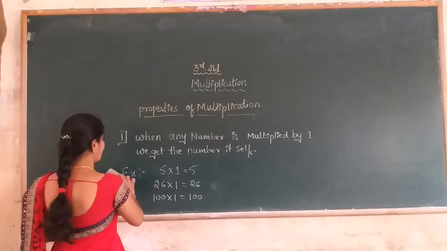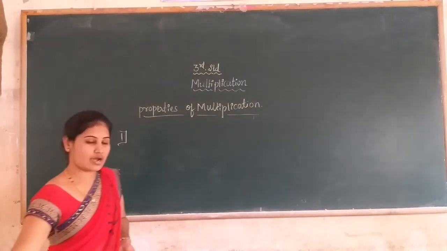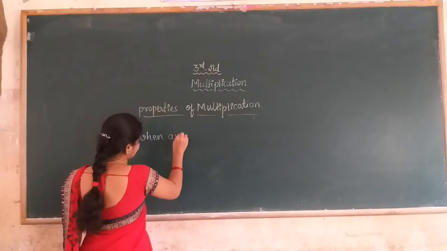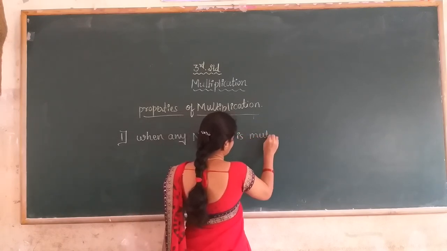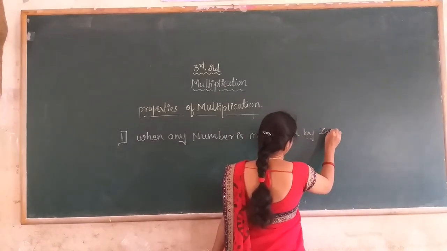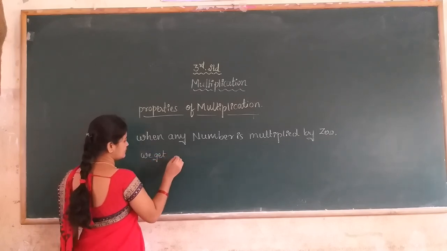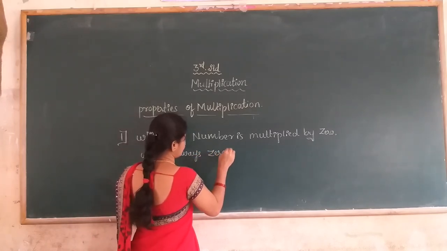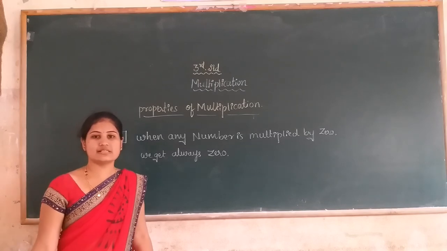Dear students, in second property, when any number is multiplied by 0, you always get the answer is also 0. When any number is multiplied by 0, we get always 0. Dear students, you do the multiplication with 0, you get the product is also 0.